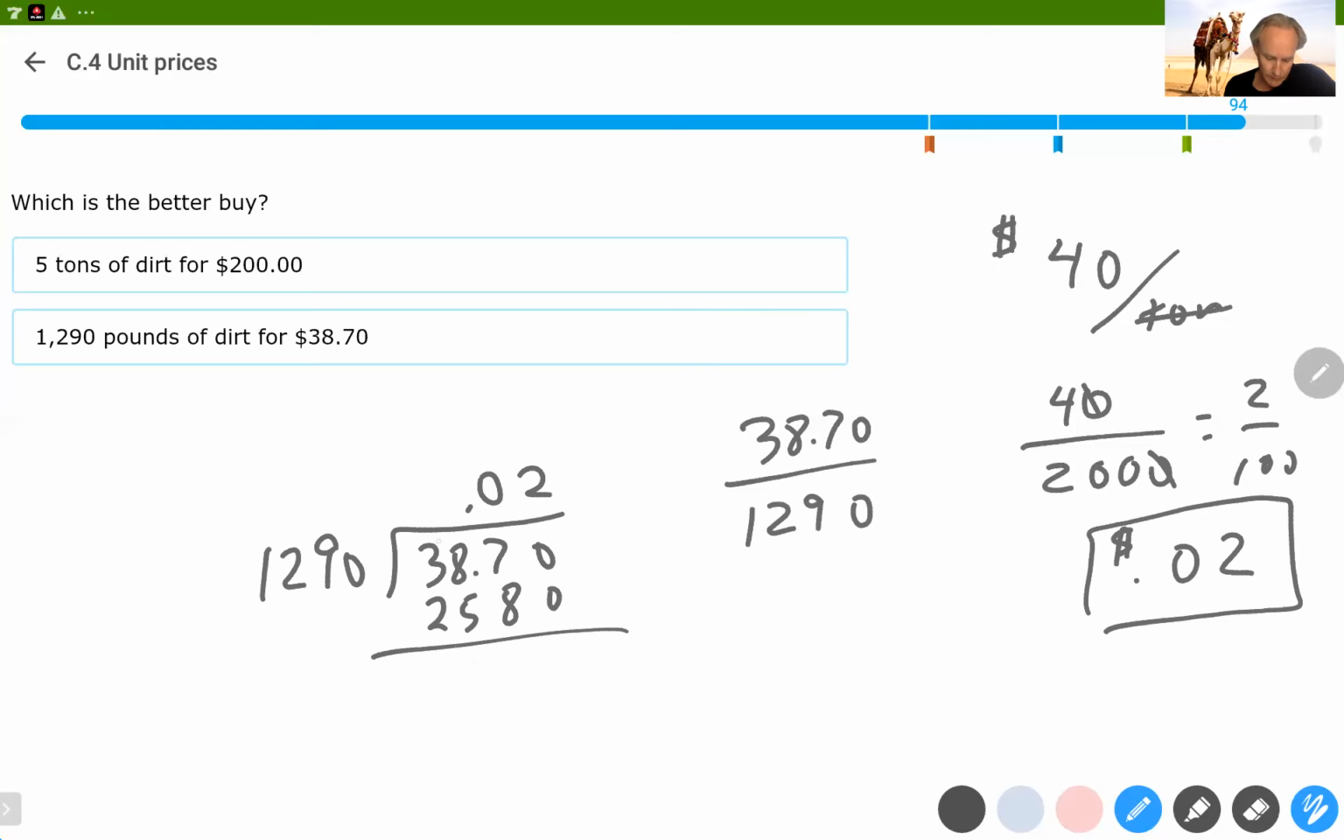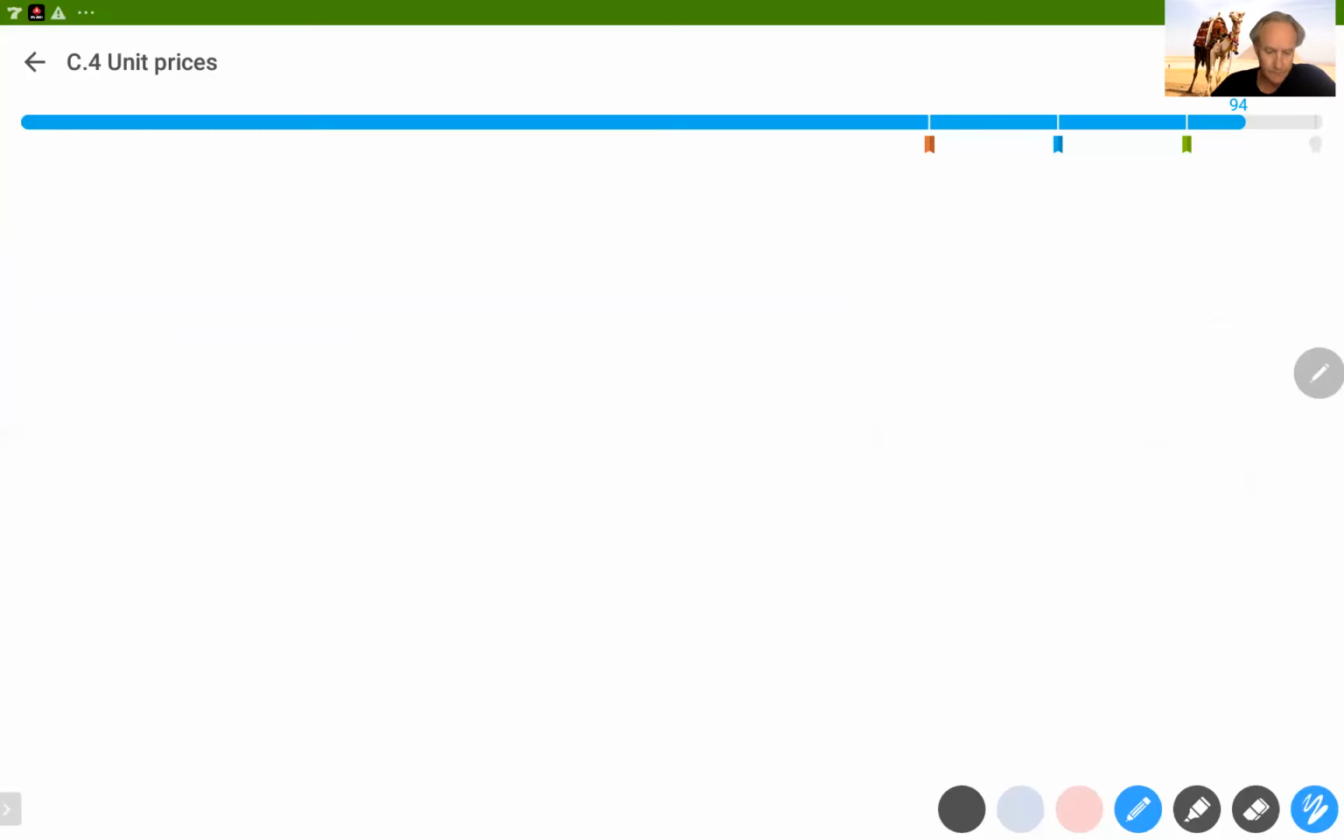Let's see, 5 from 7 is 2, and because I had to borrow, and 9, 0. Oh, 3. It actually goes in evenly 3 times. So this is 3 cents per pound. So which one is better by 2 cents per pound?